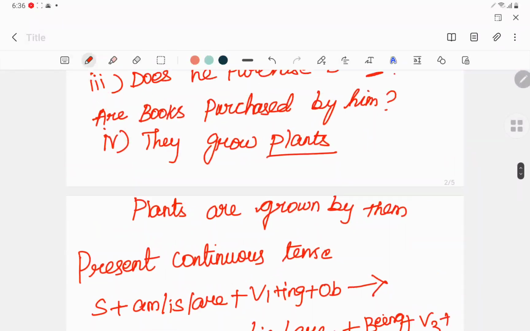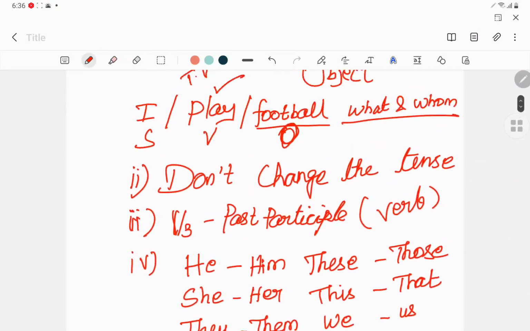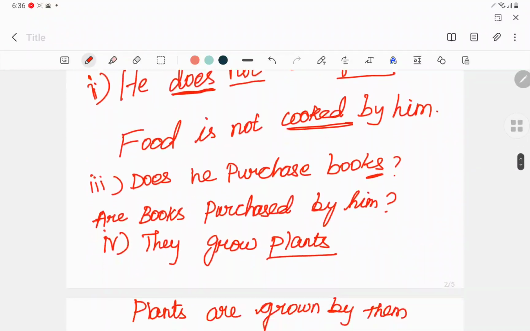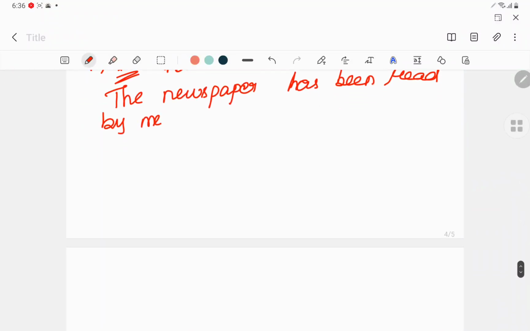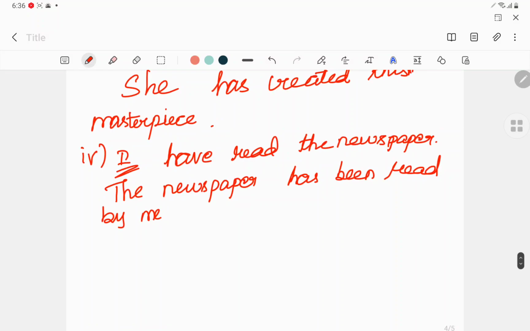Okay, so these are all the rules about active voice and passive voice. So how will it start? First, you want to change the object into a subject. You want to find whether it is a transitive verb or an intransitive verb. Transitive verb means you want to find the object.